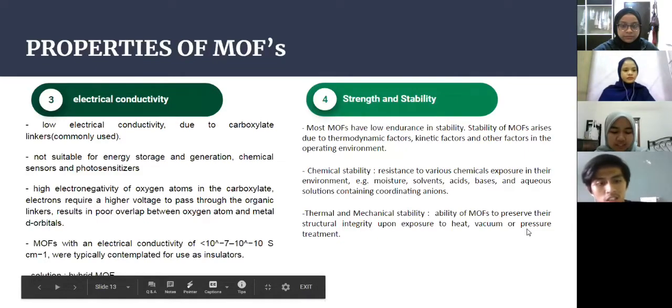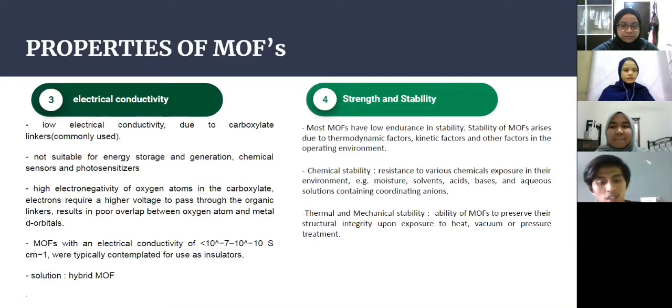So generally, MOF only have electrical conductivity of 10 to the power negative 7 to 10 to the power negative 10 Siemens per centimeter, where it will typically be used as an insulator instead of a conductor. So the solution to this problem is to use hybrid MOF, where the micropores of MOF will be integrated with conductive materials that can increase the electrical conductivity.